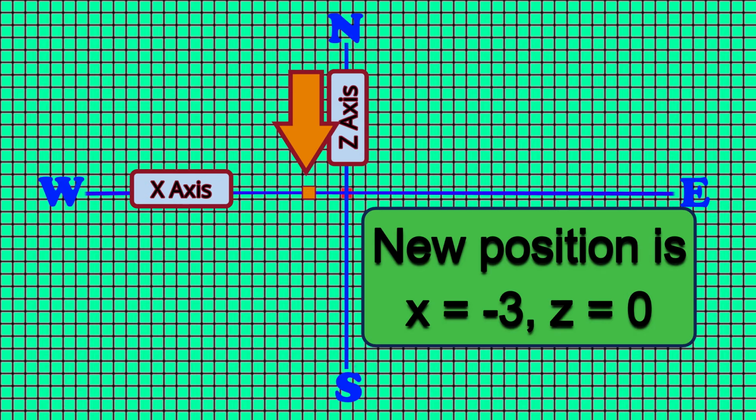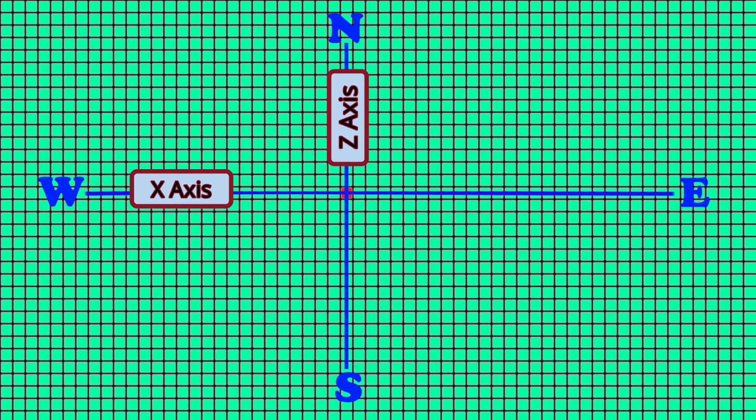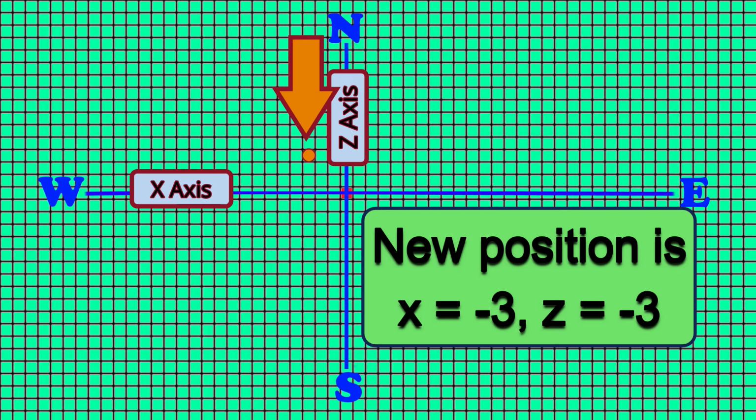Now notice that your z-axis is still 0, but if you were to travel north 3 blocks now, your new position would be x equals -3, z equals -3, as indicated by the new block location in orange. A minus sign in the x-coordinate indicates that you are west of the center point on the x-axis, and a minus sign in the z-coordinate indicates that you are north of the center point in the z-axis.